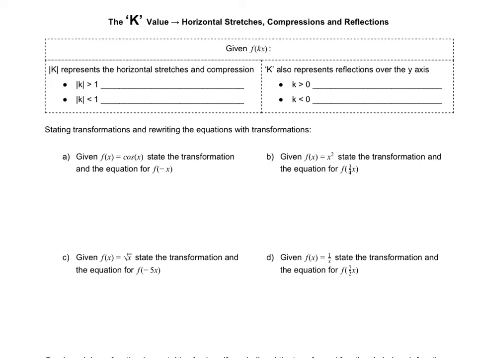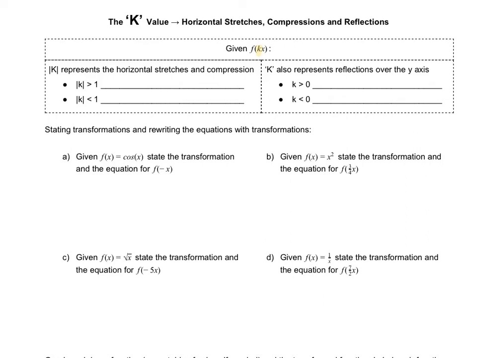In this video, we will be looking at the effect of the k-value on your different base functions. So your k-value is something that affects horizontal transformations, and anything horizontal is inside the bracket. So your k-value is within the function and it's attached to x by multiplication. Now, the k-value is something new. You haven't seen it in grade 10.